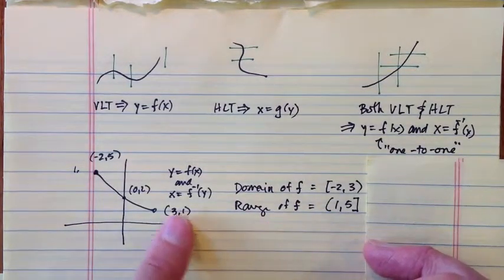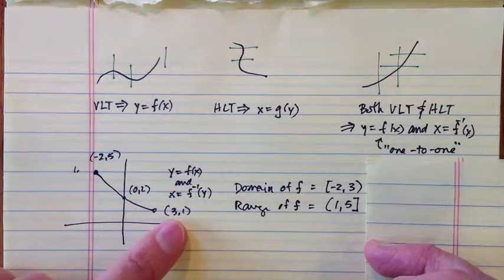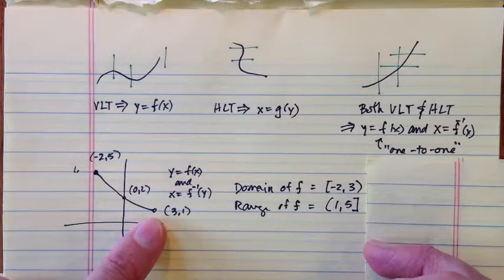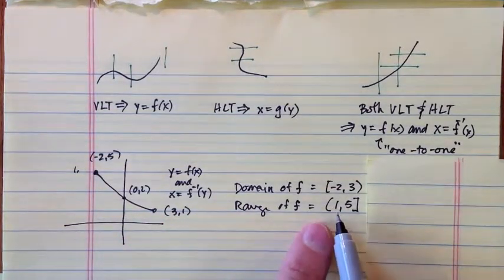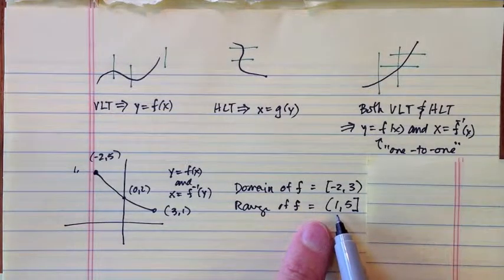And the range of f, I can observe that on this curve too, because the range of f are its outputs. Those are the y values. And the y values on this curve are the interval from 1 to 5, excluding the 1, because that's an open circle. So the range of f is the interval from 1 to 5, including the 5 but excluding the 1.